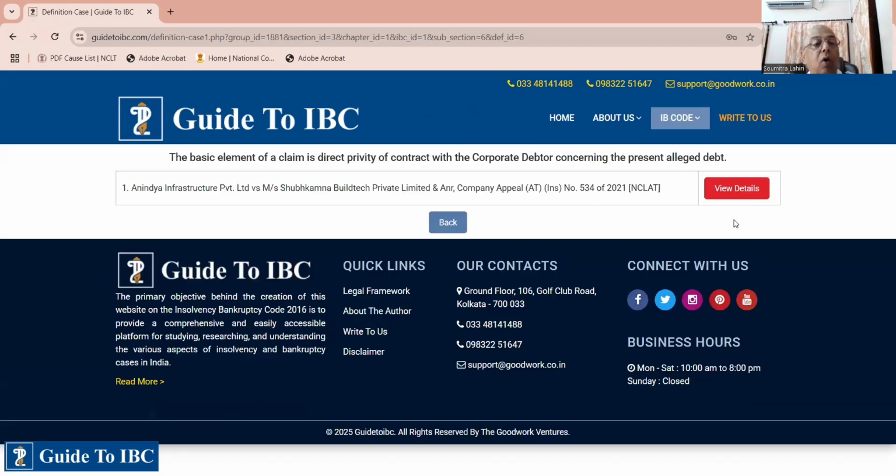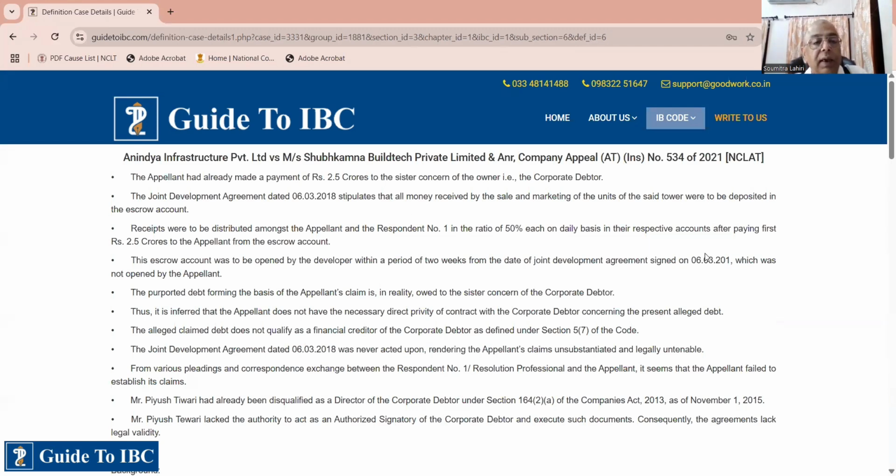This is an NCLAT case, Onindo Infrastructure Private Limited versus Shubhamna Building Private Limited, which happened very recently, 2021. Don't get misguided, it came out a few days back only. Looking at the headlines, the receipts were to be distributed between the appellant and the respondent in the ratio of 50% each on a daily basis in their respective accounts, after first paying 2.5 crores to the appellant from the escrow. The escrow account was to be opened by the developer within 2 weeks from the date of the development agreement, dated 6th of March 2010 or something. I think there is a typing error.